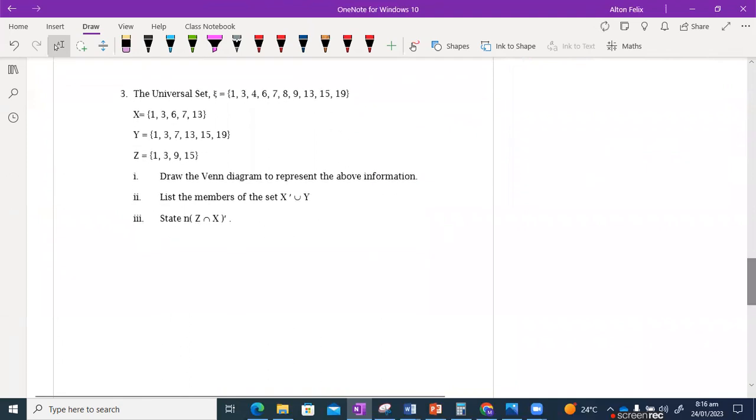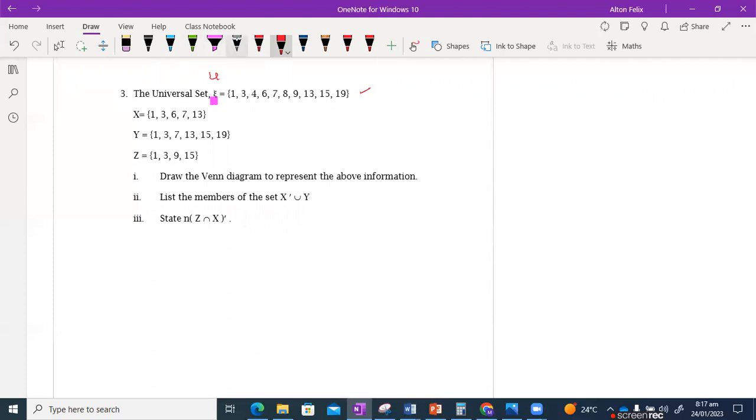In question 3, we're given the universal set. Note, sometimes they have this symbol for universal set right here, and then they have just the U for the universal set. So your universal set is defined as 1, 3, 4, 6, 7, 8, 9, 13, 15, 19. Then you have X as 1, 3, 6, 7, 13. Y is 1, 3, 7, 13, 15, 19. And Z is 1, 3, 9, and 15. So they want us to draw a Venn diagram to represent the above information.